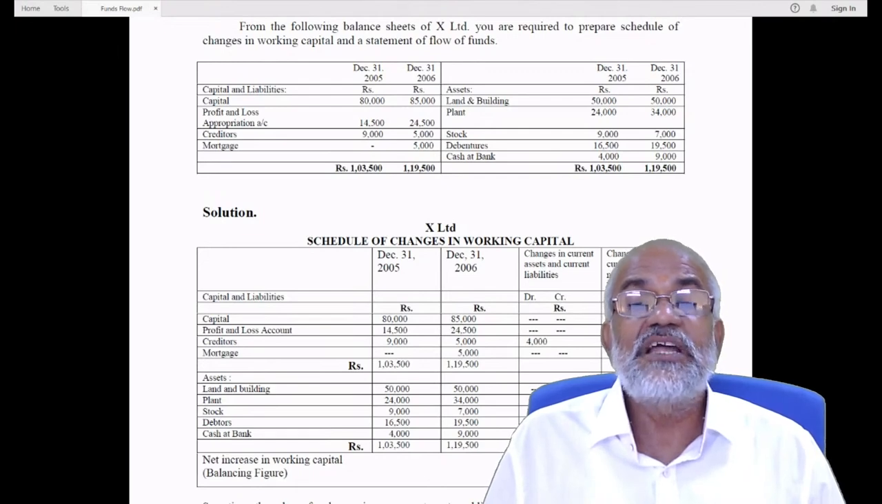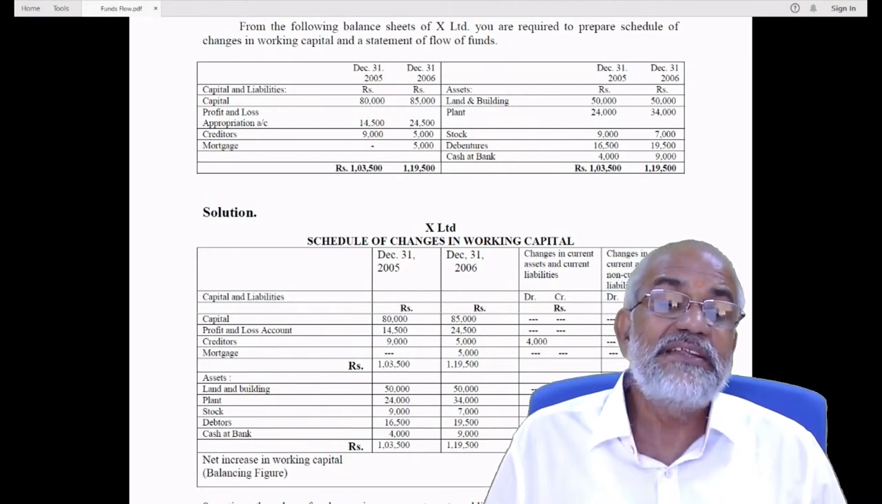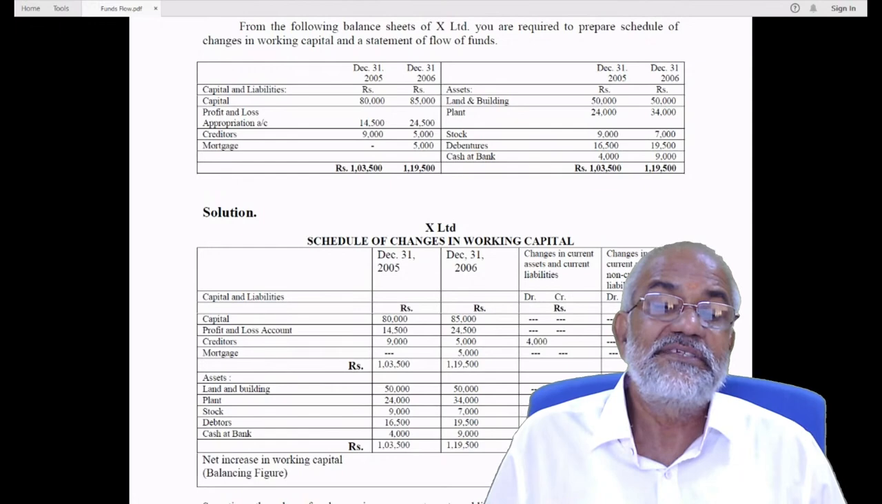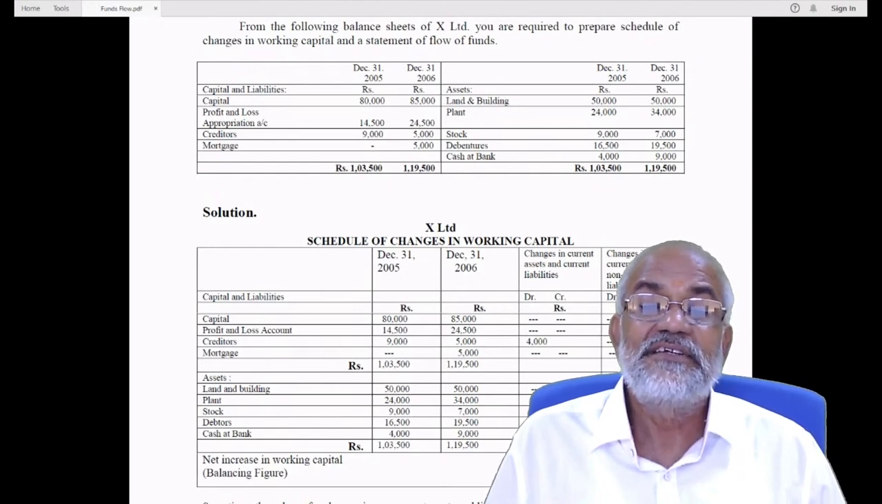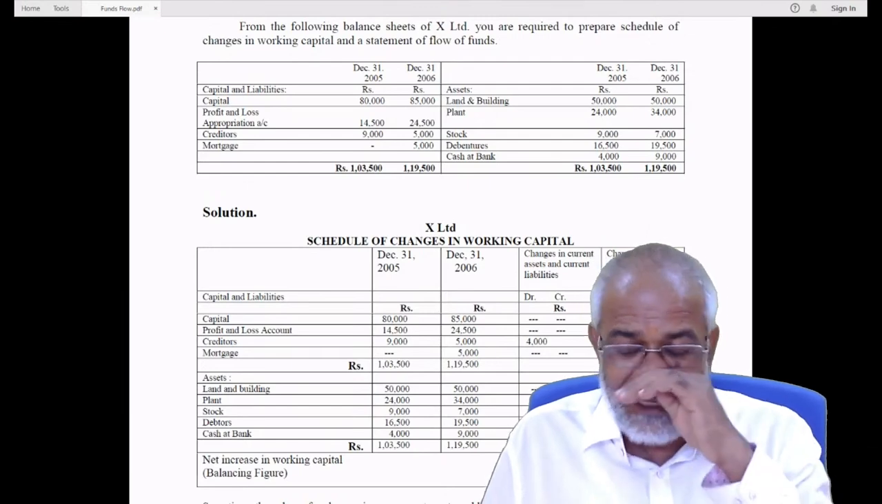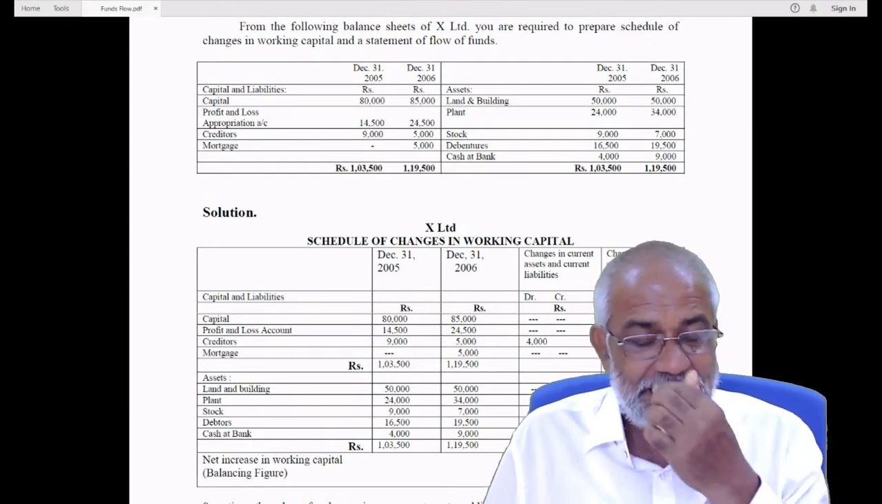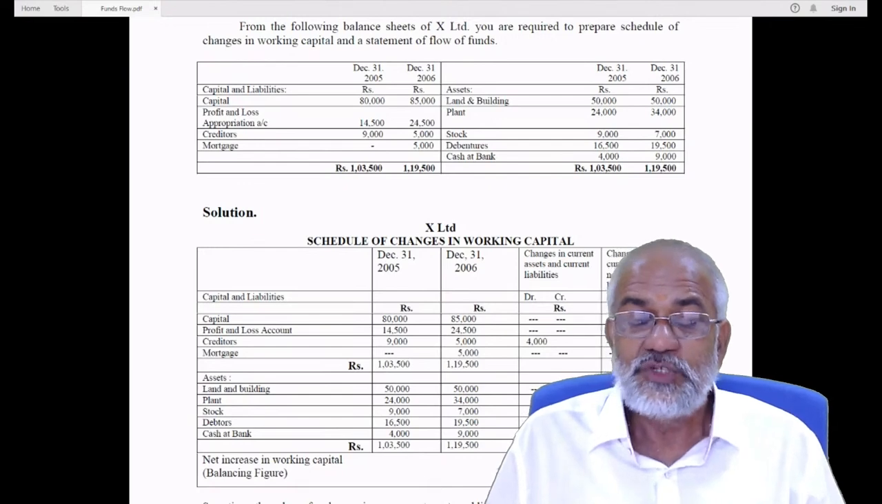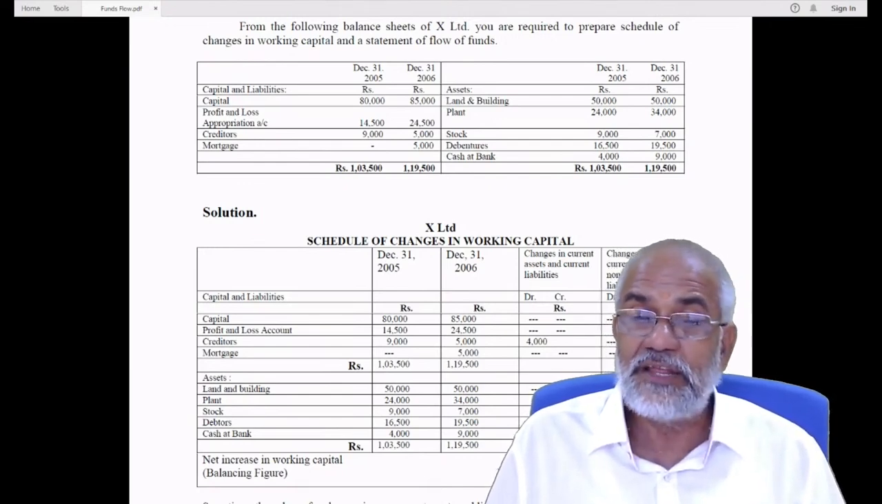Then plant and machinery. It was 24,000 as on 31st March 2005 and 34,000 as on 31st March 2006. Plant is also a non-current asset. It is not a current asset. So when a non-current asset increases, from 24,000 at the beginning to 34,000 at the end, it has increased by 10,000 rupees. So obviously it will go to the non-current category.